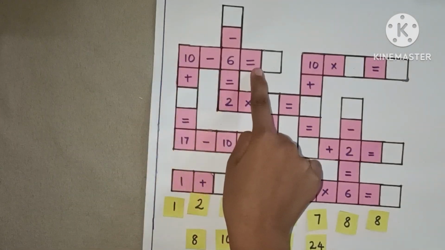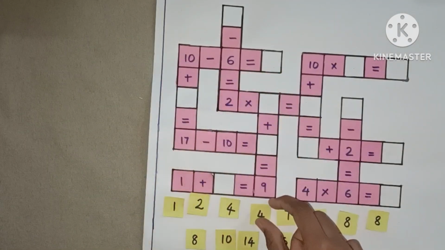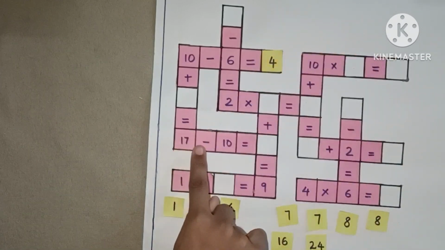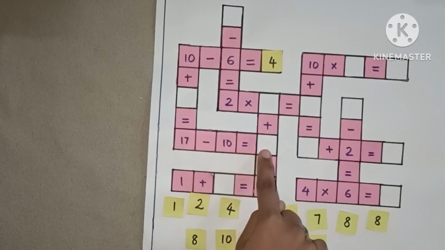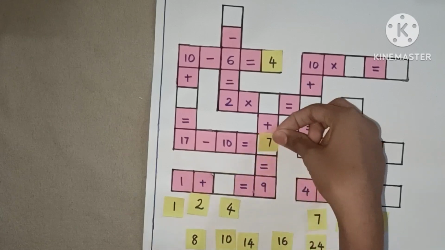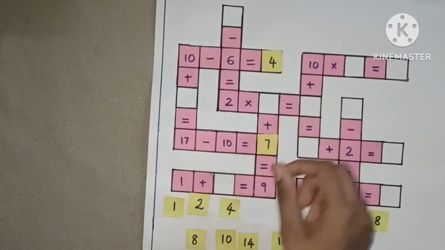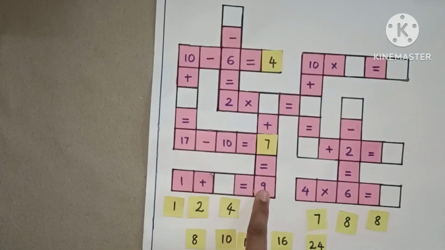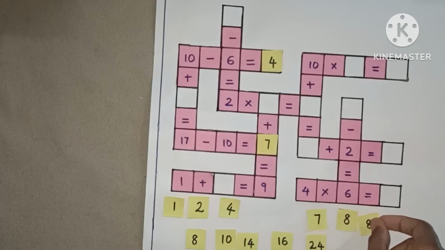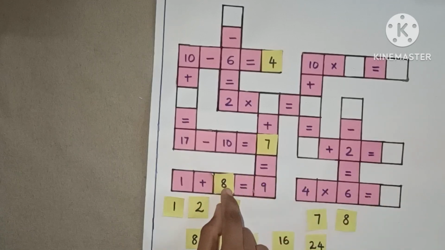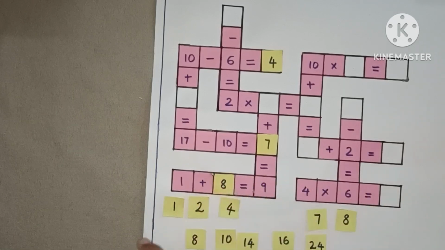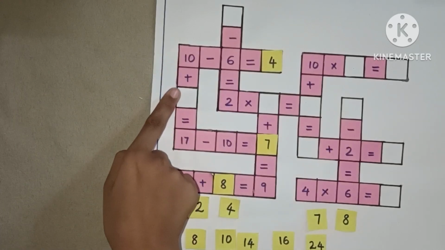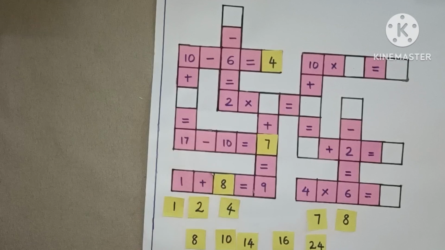Minus 6 equal to dash. It's 4. Then 17 minus 10 equal to which number? It's 7. 1 plus dash equal to 9. It's 8. 10 plus dash equal to 17. It's 7.